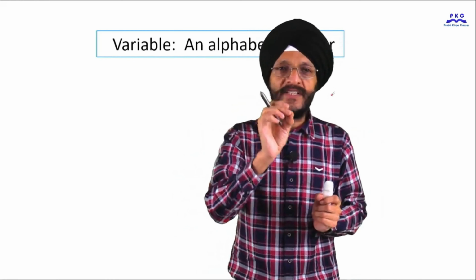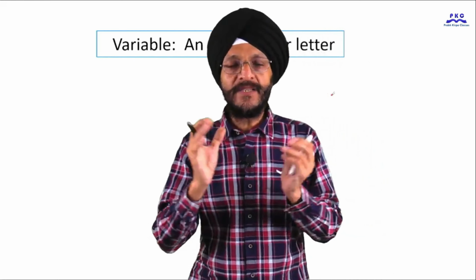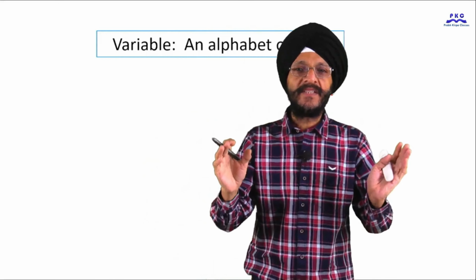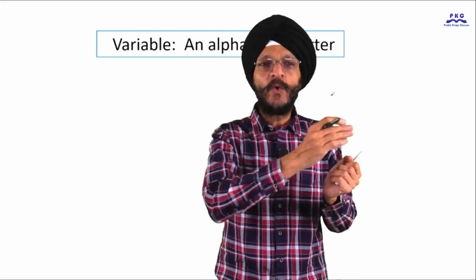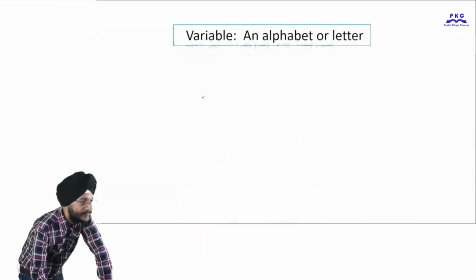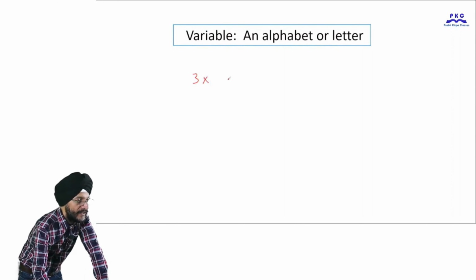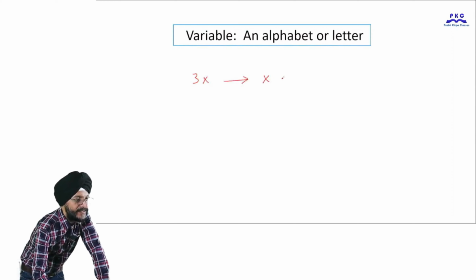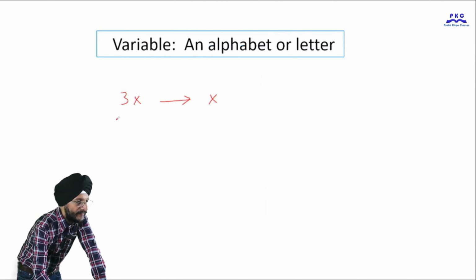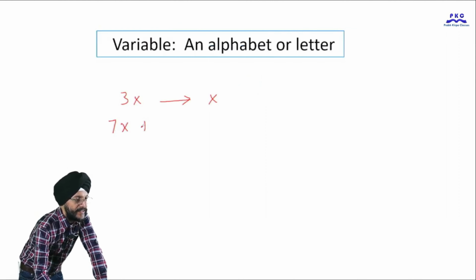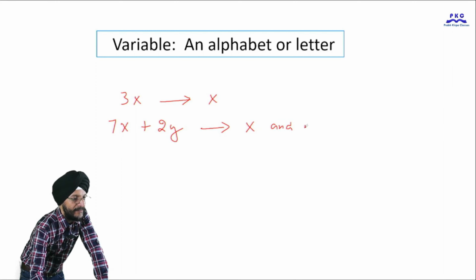Now we will first understand the meaning of variable. What is the meaning of variable? Variable means an alphabet or a letter. Alphabet means A, B, C or X, Y, Z. So if we write 3x, here x is the variable. If we write 7x plus 2y, here x and y are variables.